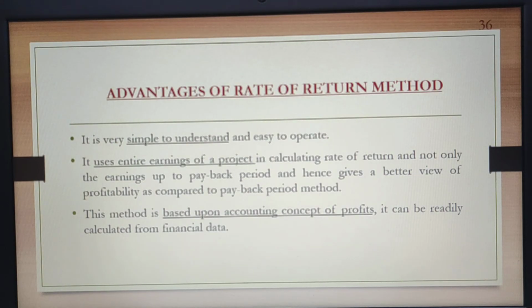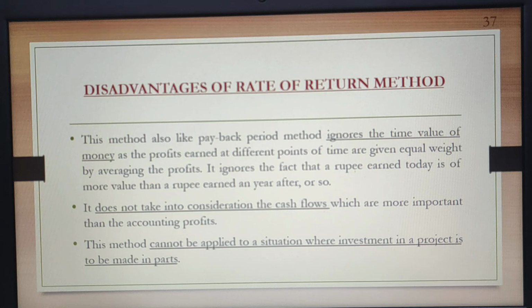Now the advantages of the rate of return method are that this method is simple to understand and easy to operate. It requires the entire earning of the project in calculating rate of return, not only the specific earning as in the case of payback period. This method is based upon the concept of profit, that can be readily calculated from financial data. Now there are some disadvantages also.